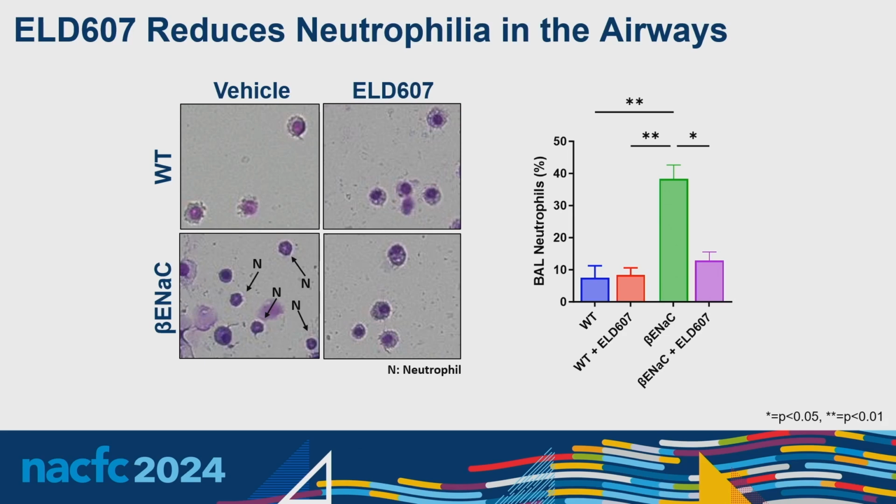So we went back to the airways and collected bronchoalveolar lavage from these mice. And if you look in the bottom left panel, beta-ENaC mice have increased neutrophilia within their airways. However, after treatment with ELD-607 for 10 days, there was a significant reduction of neutrophilia, as seen in the bottom right panel. And the leukocyte levels were normalized to what we see in the wild-type mice.